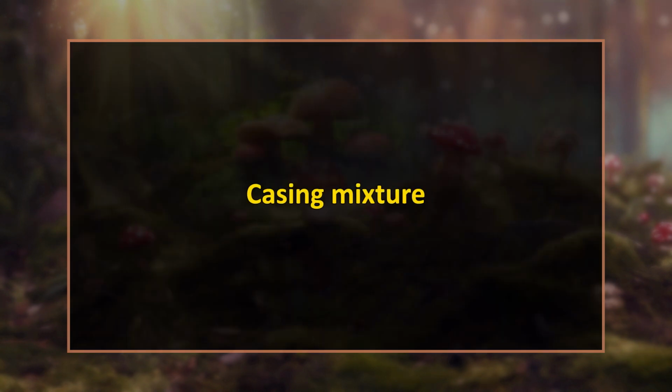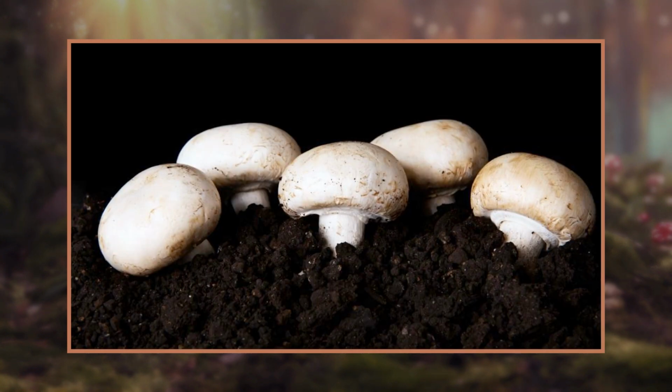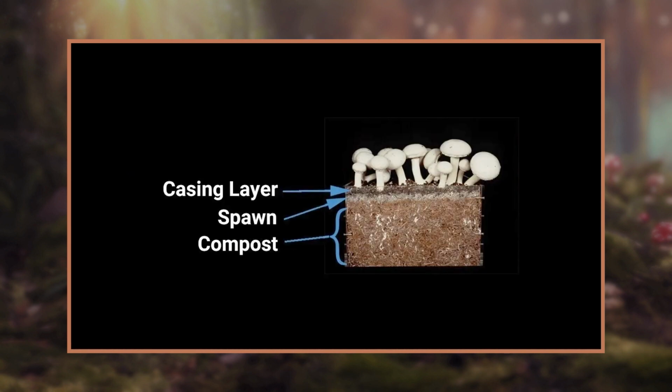Dear students, let's now talk about the casing mixture. Covering the top of the mushroom beds after completion of the spawn run with a layer of pasteurized mixture is known as casing. The significance of the casing mixture is to maintain the moisture content and exchange of gases within the surface of the compost, which helps in the proper growth of the mycelium.